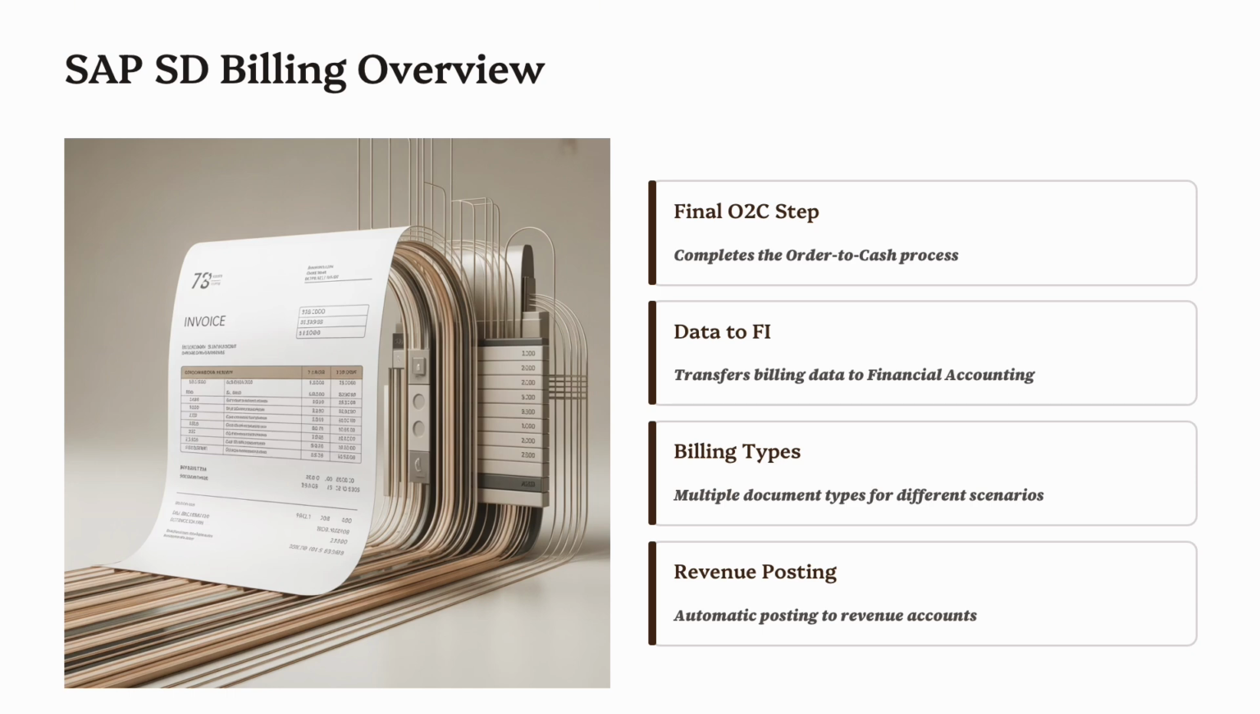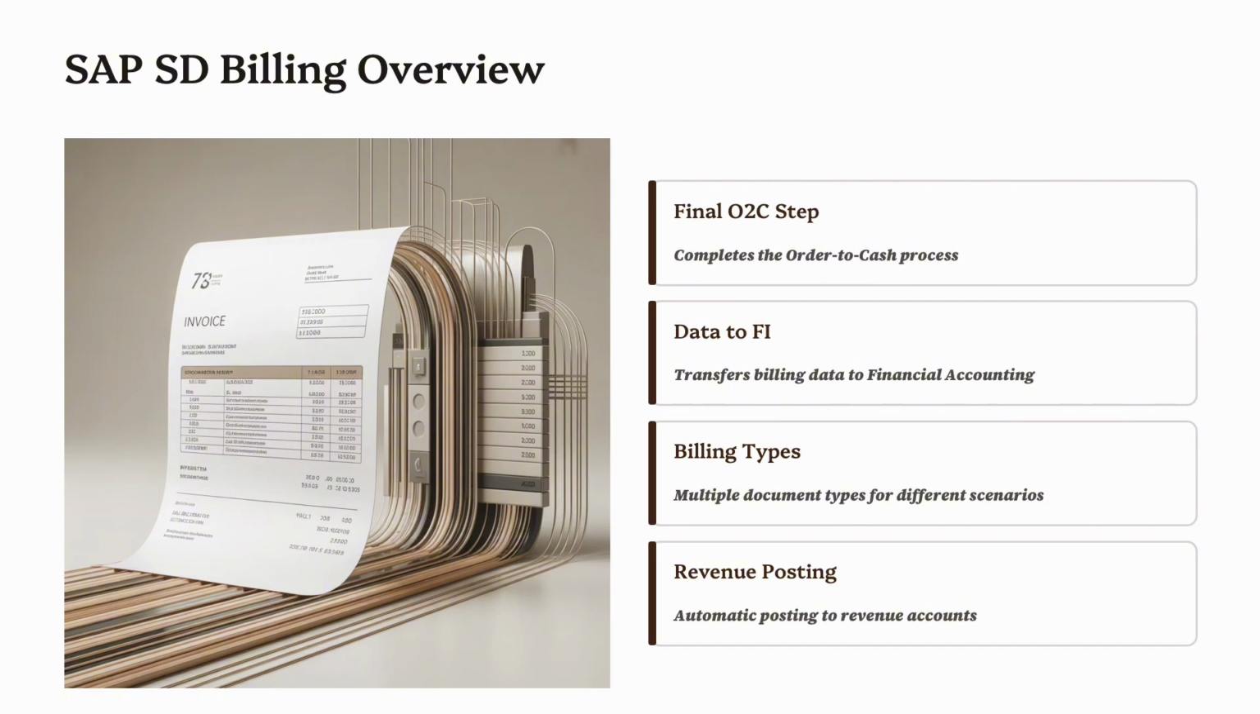2. F8. Pro forma invoice. A pro forma invoice is not a real invoice. It does not post to FI. It is used for export documentation, customs, shipment paperwork, customer preview. Think of F8 as a dummy invoice.